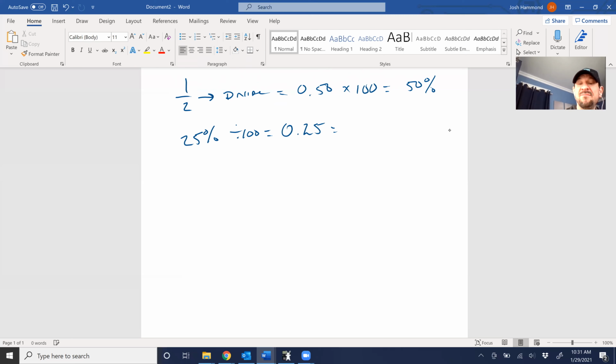Now, how do we make this a fraction? If you can read that number correctly without using the word point, then you're good to go. 0.25 is 25/100ths. And then use your calculator in the way I showed you in the videos before to reduce that fraction. Boom. And there you have it, right?